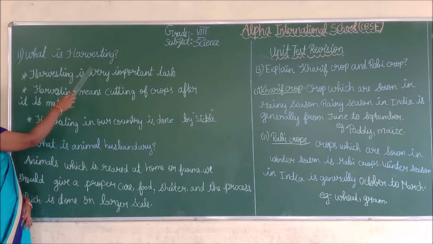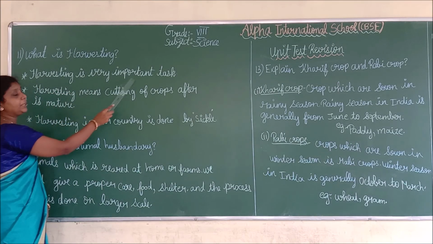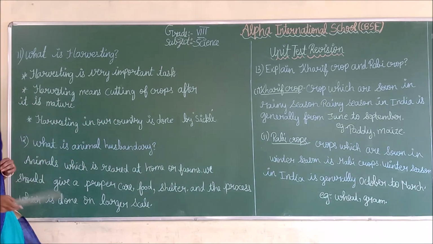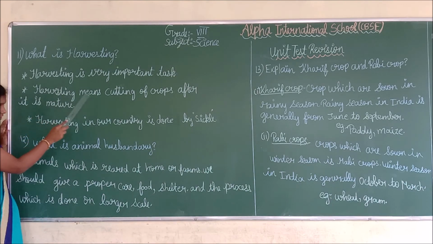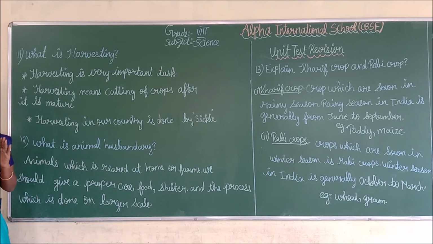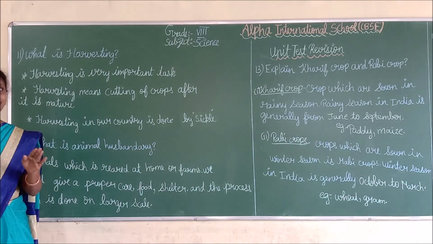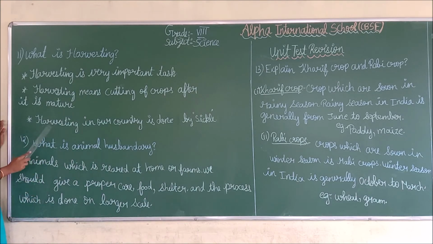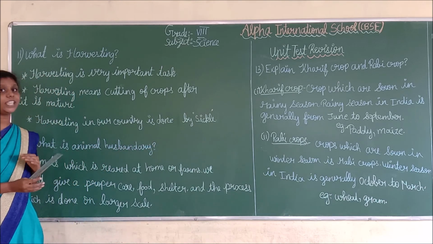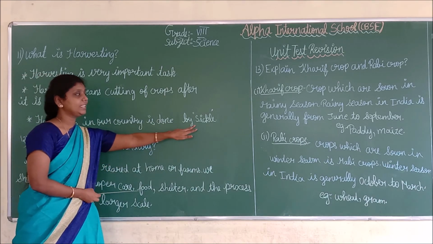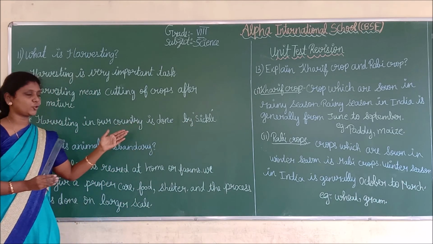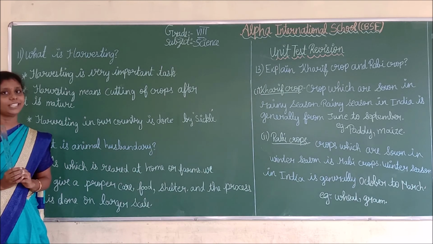Next, what is harvesting? Harvesting is a very important task in agriculture. Harvesting means cutting off crops after they are mature. Next, harvesting in our country is done by sickle. What is a sickle? Sickle is an instrument. By using this instrument, harvesting is done in our country.